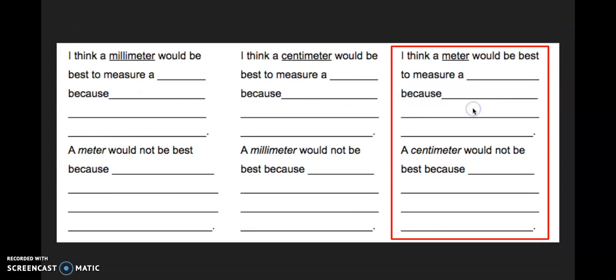All right, students, and then your box. I think a meter would be best to measure your object, because, and explain why. Why would a meter be the best unit to measure your object? Then you need to explain why a centimeter would not be good to measure your object. Okay, press pause, press play when you're ready to move on.